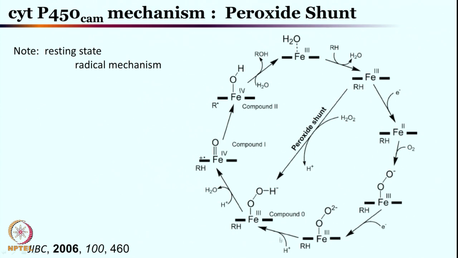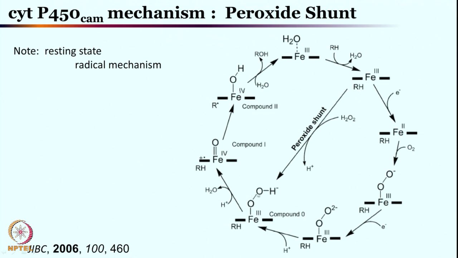This proton gives rise to the intermediate compound 0, which is nothing but the porphyrin iron 3 hydroperoxo species, which I think is a quite exciting intermediate, because once this species is formed, it is getting ready to react with the substrate. See, throughout this cycle the RH is sitting pretty and nice over there, as you have seen in the crystal structure, sitting very nicely in front of the active site. Now we see that this RH is getting ready, and of course RH is ready, but the species was not ready.